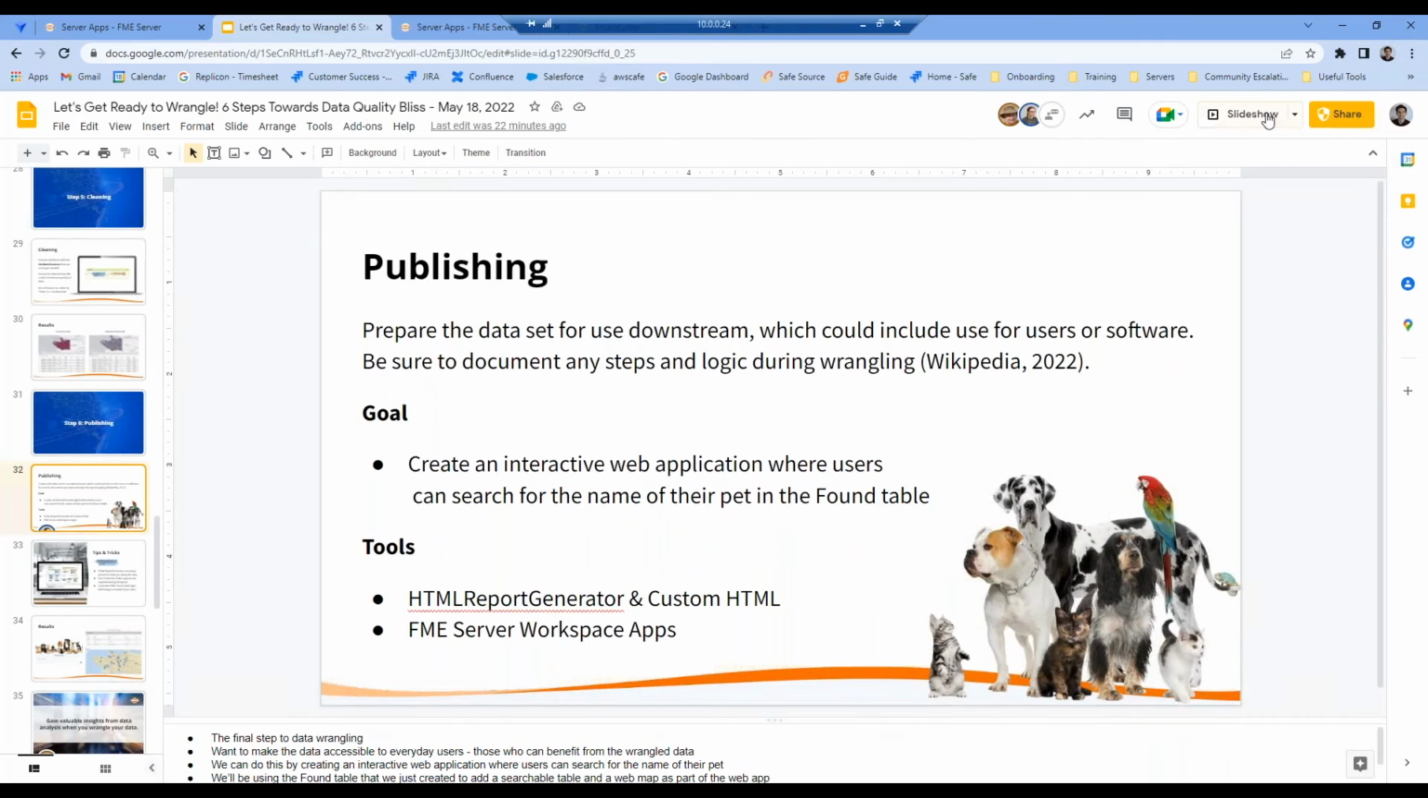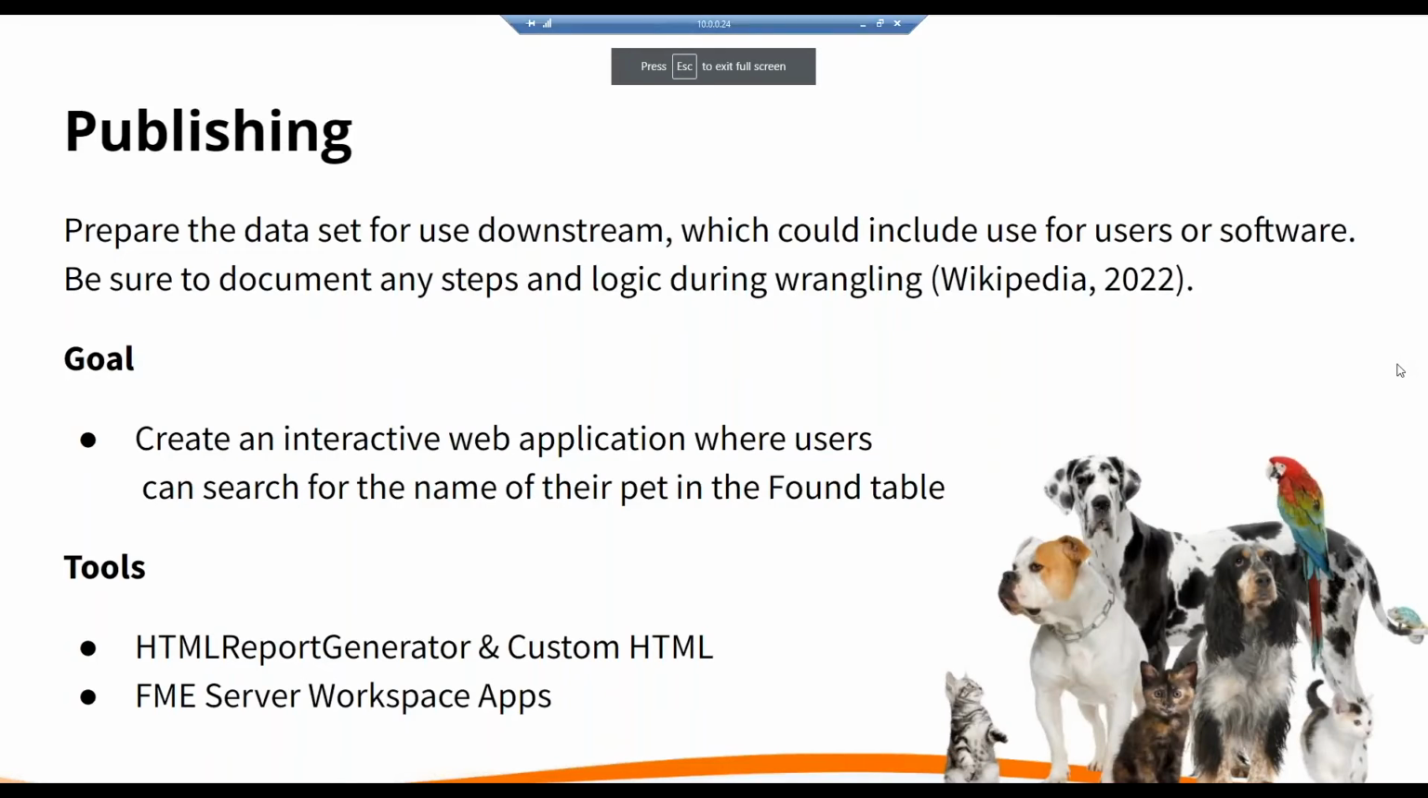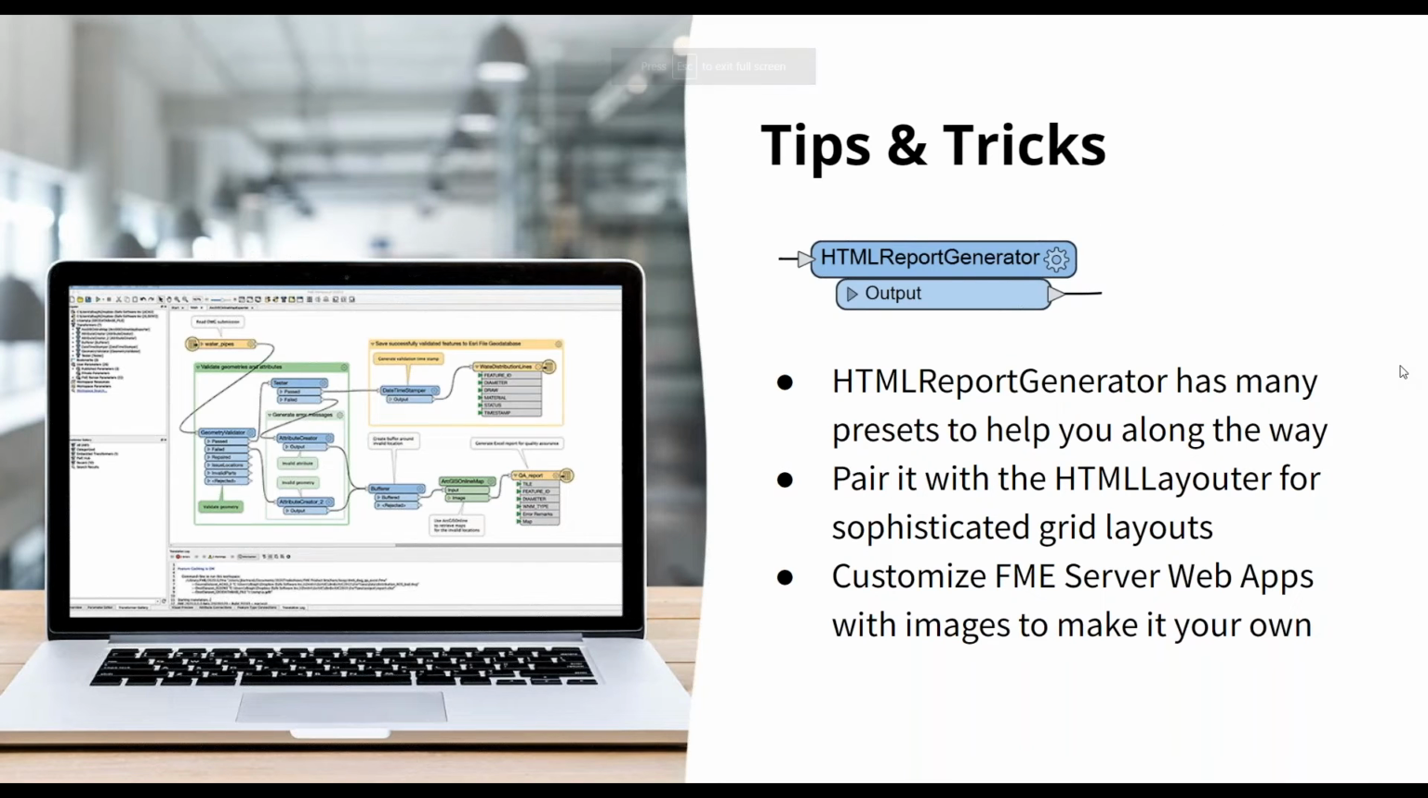So I'll go back to our slides here. To recap, some tips and tricks here are that you can use the HTML report generator, and it has many presets such as the table. There's charts in there as well. You can use any of those Leaflet web maps to easily create web maps, and they're also customizable. It's good to pair with the HTML layouter to create those sophisticated grid layouts, and you can also customize any of those FME Server web apps with images to make it your own.